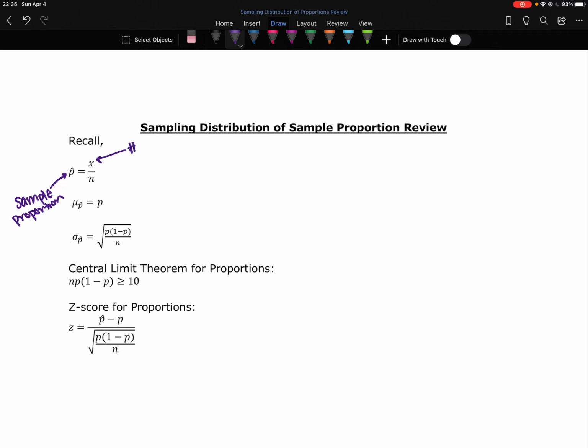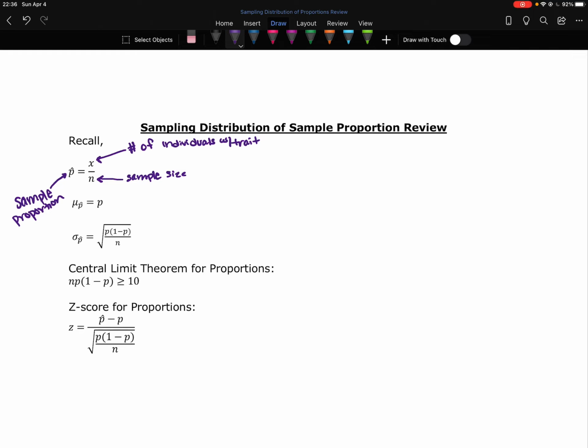X is the number of individuals with the desired trait or characteristics. And n is our sample size. So if I take a sample of 200 people and I want to know what's the proportion of them that have blue eyes, I would count up how many people have blue eyes, divide that by the sample size, and whatever I get, that's my sample proportion.